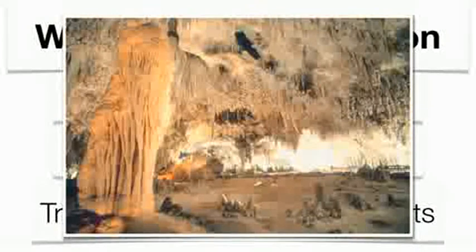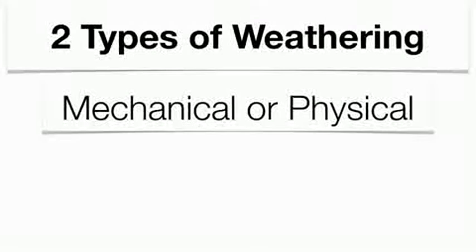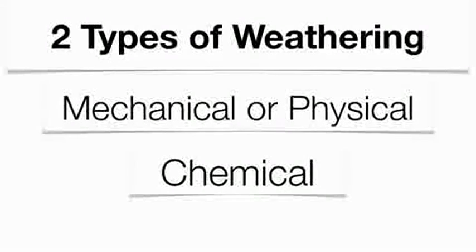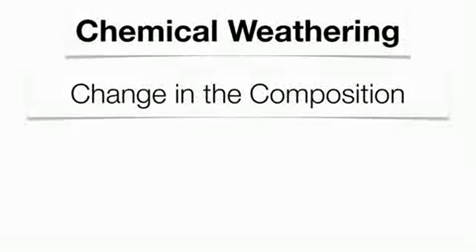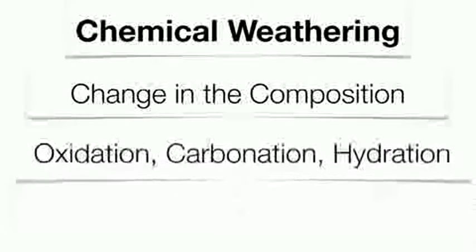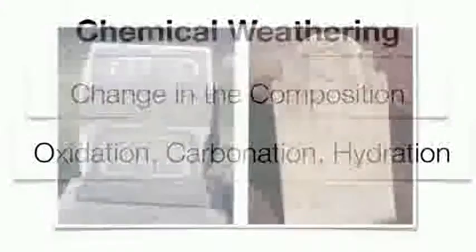Today we're going to simply focus on the chemical change within the rock. We'll talk about some of the features that are created through chemical weathering. Now, like I stated earlier, there are two types of weathering. You have the physical or mechanical, and I already have a podcast created for that one. Today we're going to focus on the chemical aspect of weathering. Now with chemical weathering, there's a change in the composition of the rock, and there are three ways in which this can happen: oxidation, carbonation, or hydration.